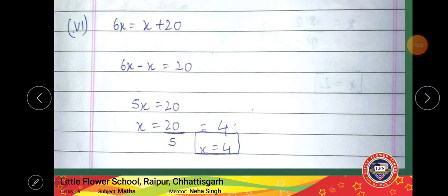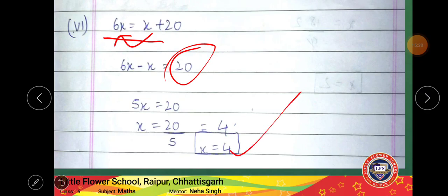Now the next question. 6x equals to x plus 20, right? So what we'll do, 6x minus x equals to 20. We'll transpose this x to the other side and we'll keep the constant here itself. 6x minus x is 5x. 5x is 20, so the value of x will be 20 upon 5, that is 4.